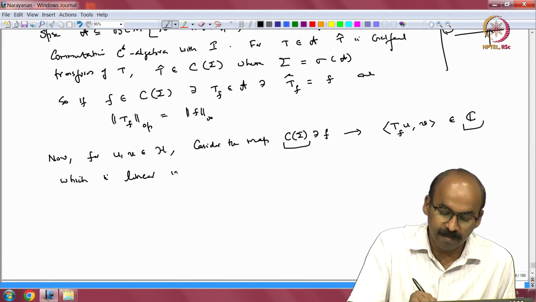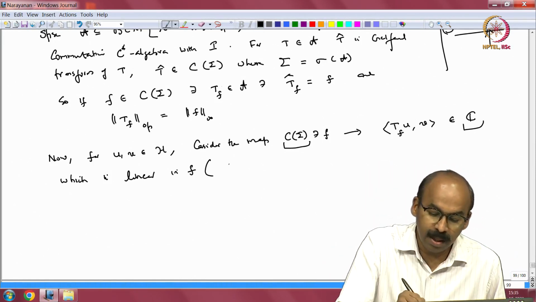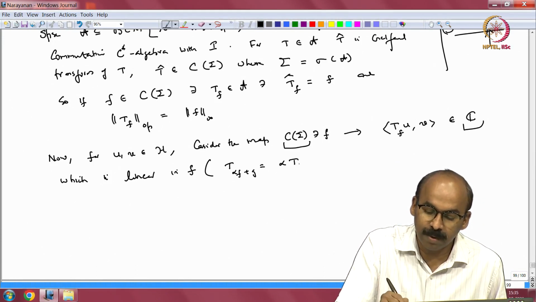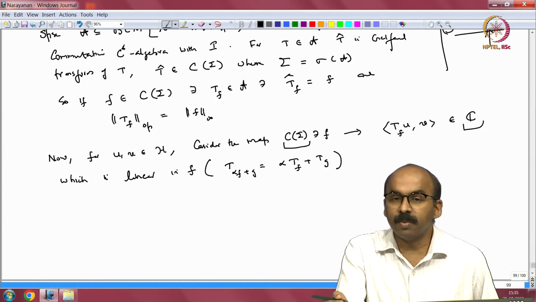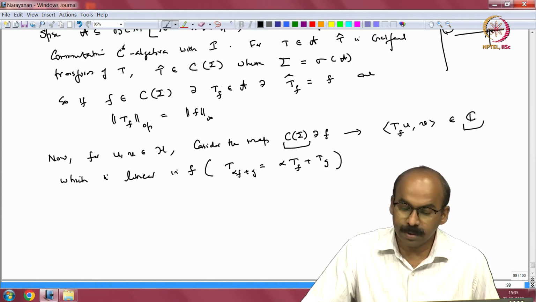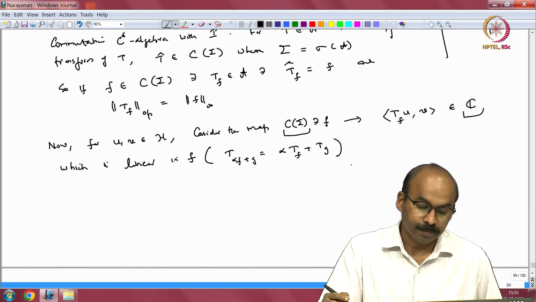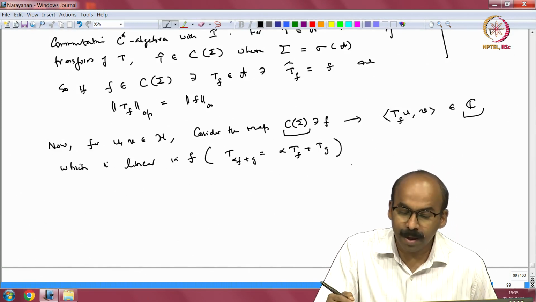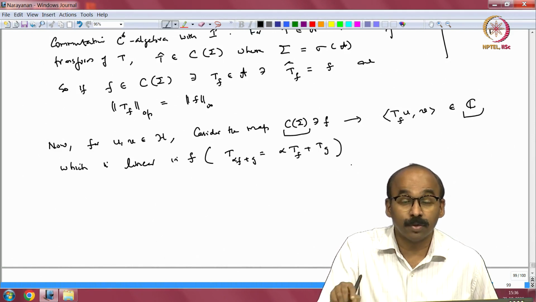Which is linear in F, right? Because T of alpha F plus G equals alpha T sub F plus T sub G, because it's the inverse Gelfand transform, and the Gelfand transform is linear and an algebra homomorphism and so on. So the inverse also is the same. So it's a linear map from continuous functions on a compact Hausdorff space to the complex plane.